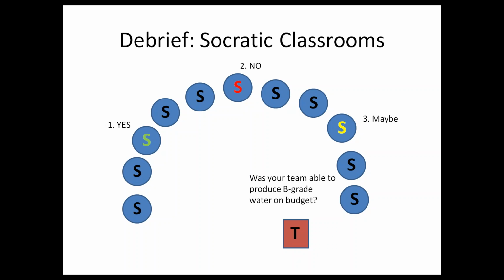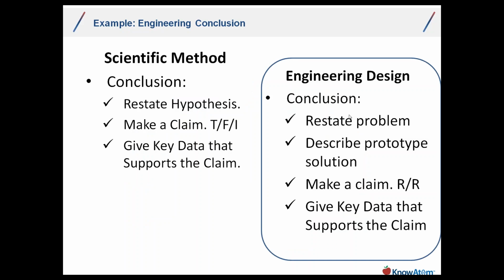So all the materials are away now, the kids have conclusions, and you might jump in and ask, hey, was your team able to produce a B-grade water filter on budget? And some kids are going to say yes and no and maybe. Say, okay, well, how about team 2? Would you share your conclusion? So now they share their conclusion, but before they really get into it, it's important that everybody else in the class understands the expectations: that if we're doing engineering at this point, they are listening for these key areas, that they've restated their problem, described a prototype solution, made a claim, and presented the data.